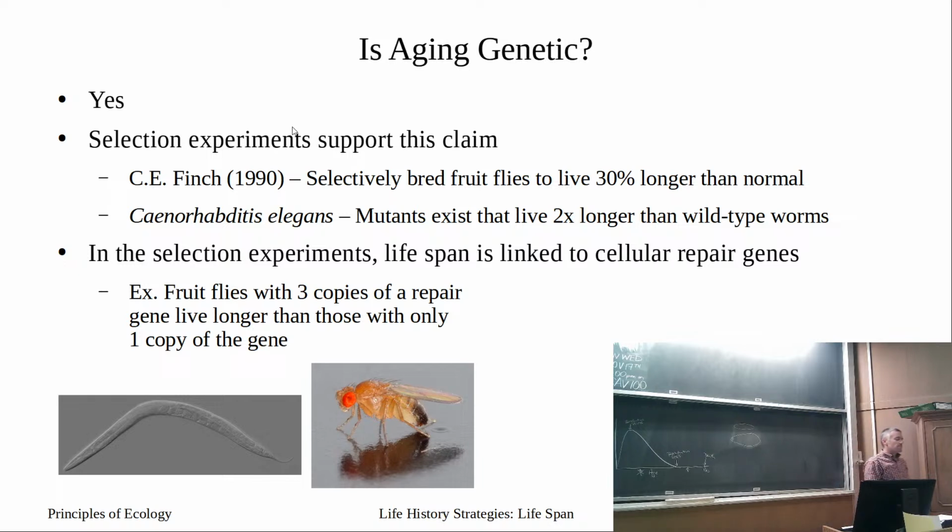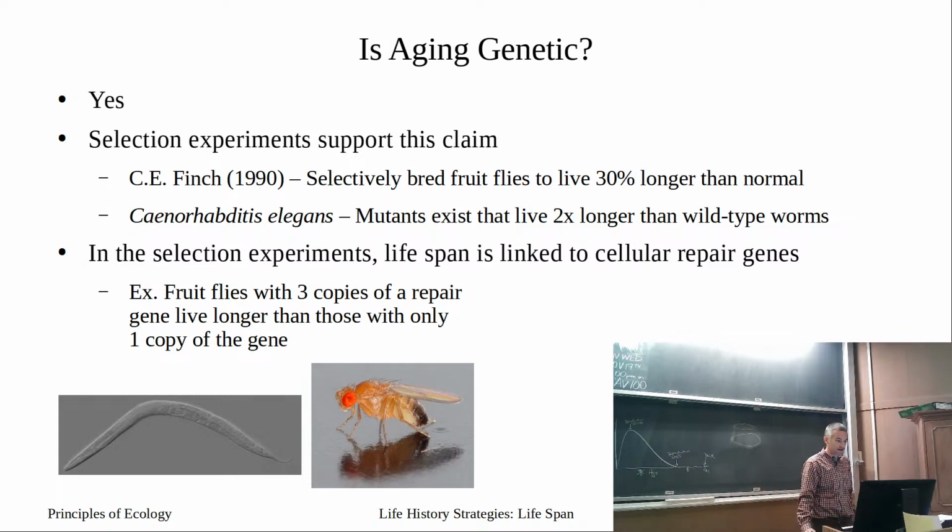But what's the mechanism? Well, in the fruit flies, it seems like lifespan is tied to a repair gene. In the selection experiment, these long-lived fruit flies had 3 copies of a repair gene. Not just one. And that was actually beneficial because if one copy gets a mutation and stops its function, you still have 2 other copies that could work. If that second copy gets damaged and no longer works, you still have that last third copy.